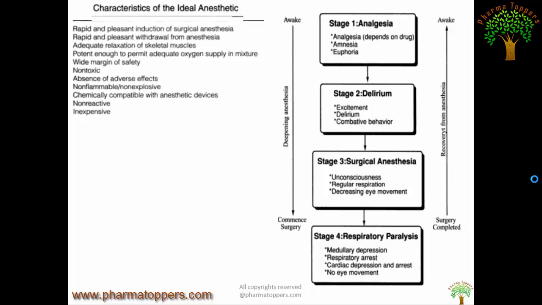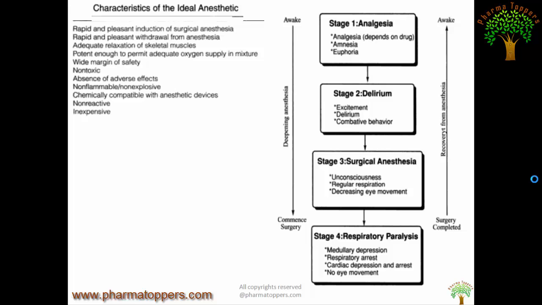Like it must be adequate for the relaxation of the skeletal muscle, where the points to be considered are the concentration, the potency, the margin of safety, and being chemically compatible with the anesthetic devices, inexpensive, non-reactive, with pleasant induction and withdrawal of the anesthesia. So here are the stages of anesthesia, that is stage 1, 2, 3, 4, which are characterized by analgesia, delirium, surgical anesthesia and respiratory paralysis respectively.